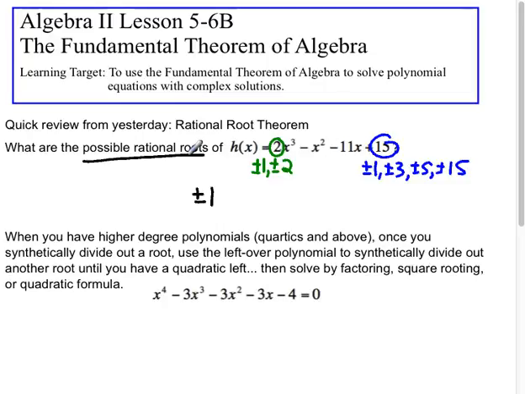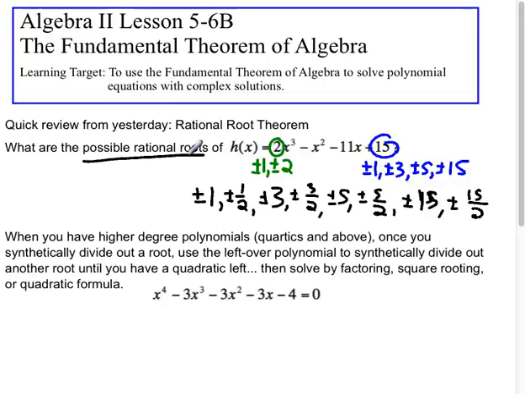So 1 divided by 1, and then 1 divided by 2. Or divided by, not minus, sorry. 3 divided by 1, 3 divided by 2. 5 divided by 1, 5 divided by 2, 15 divided by 1, 15 divided by 2. Okay, and that list will encompass every possible rational solution to that given polynomial if it has any rational solutions. All right, so that's just a quick review.